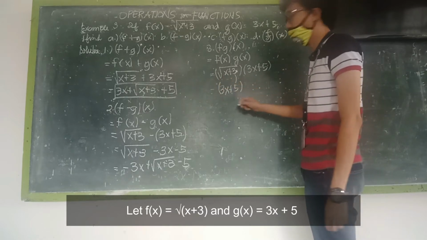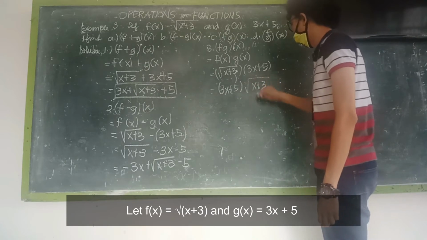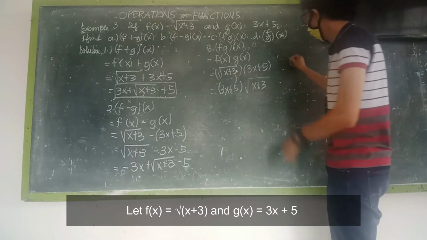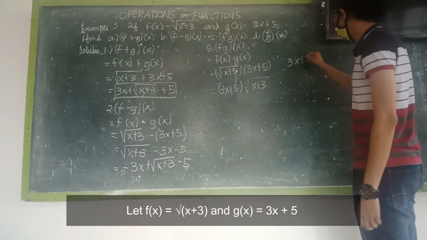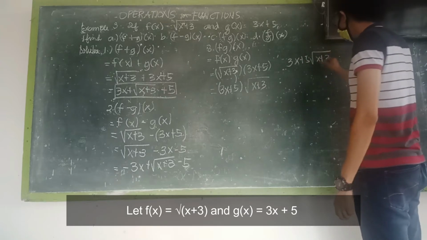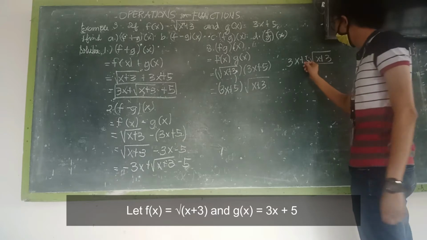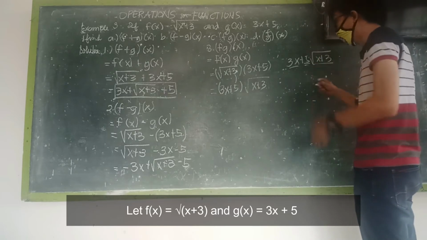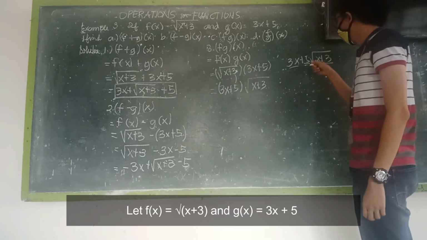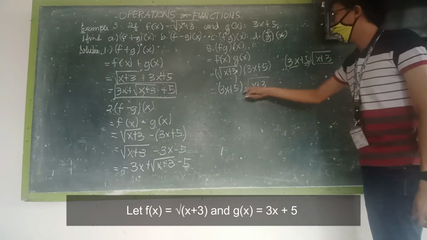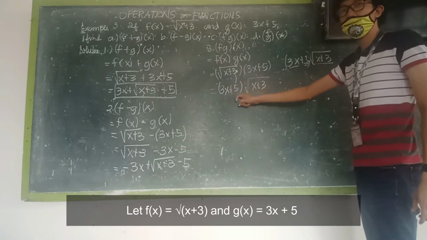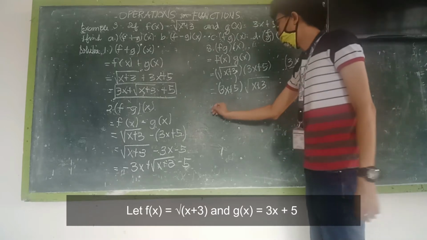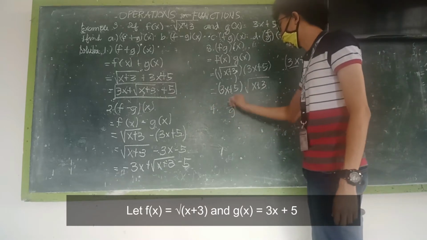So, pwede natin 3x plus 5, take note of the grouping symbol, square root of x plus 3. Why is it na kailangan natin lalagyan siya ng grouping symbol? Kasi kapag ganito ang labas niya, 3x plus 5 square root of x plus 3, it will only indicate that the square root of x plus 3 is distributed only at 5. At hindi siya na-distribute sa 3x. So, it's important na kailangan lagyan natin siya ng grouping symbol para ma-emphasize na 3x plus 5 must be distributed to square root of x plus 3.